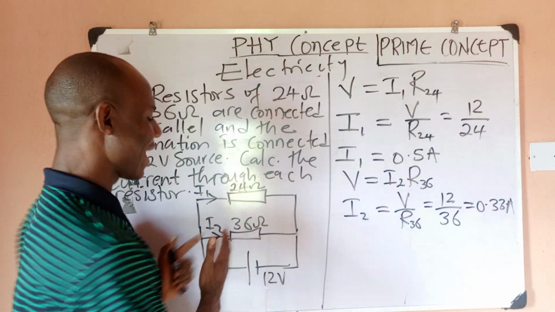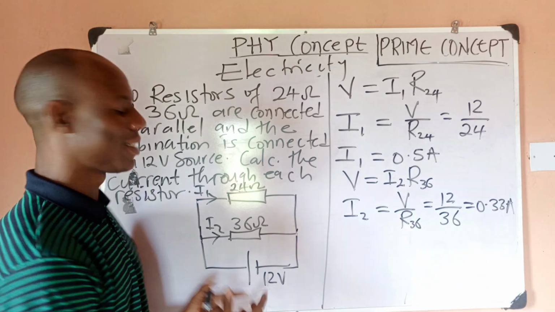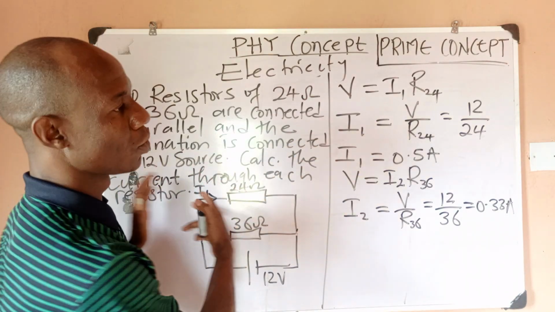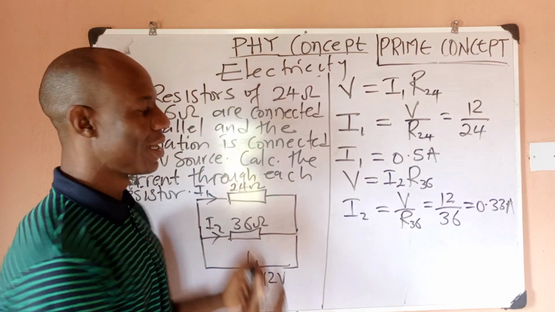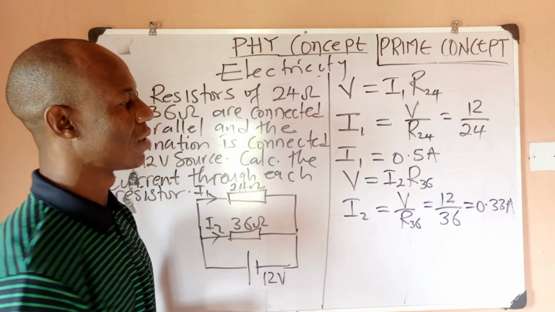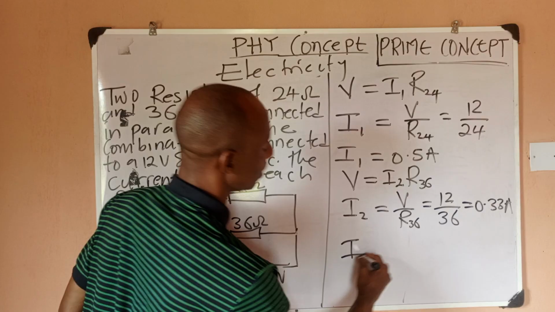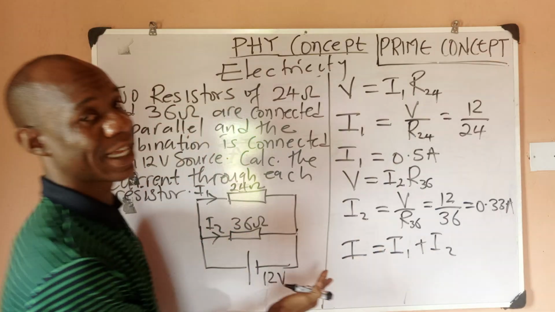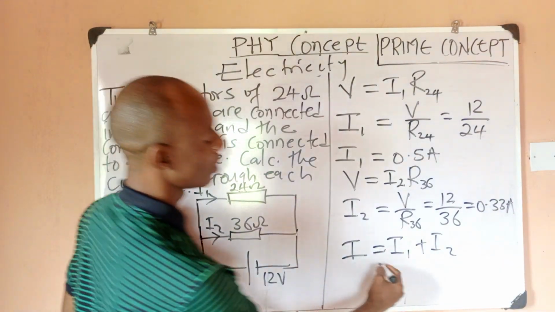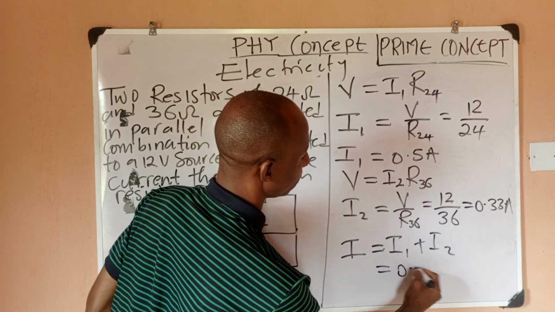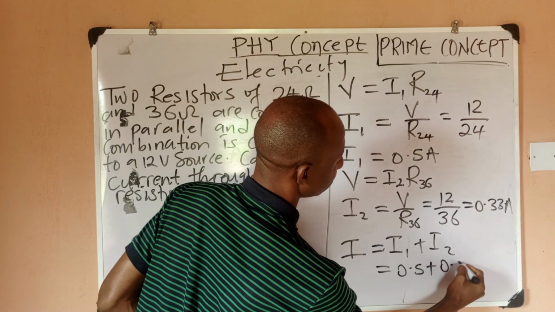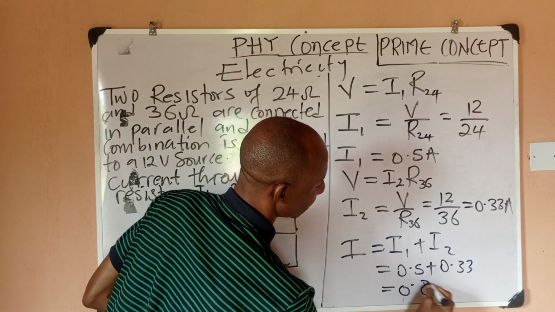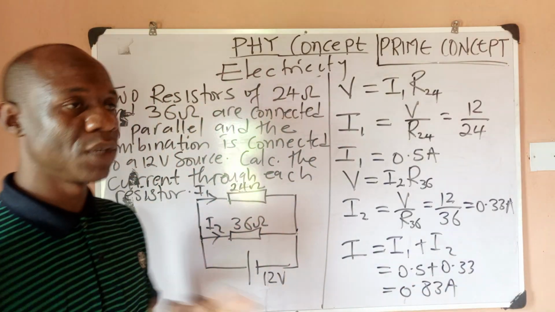Now, assuming you have an extra question here, and that question says find the total current. That is very simple. That is additional, because we are done solving this problem. If there's an additional question which says find the total current through this circuit, for you to get that, you simply know that the total current I is going to be I1 plus I2. This is actually Kirchhoff's law, which I'll be explaining in another video. So our I1 is 0.5 and our I2 is 0.33. So you can solve this and get your answer, which is going to be 0.83 amps. This is the total current, assuming it was asked.